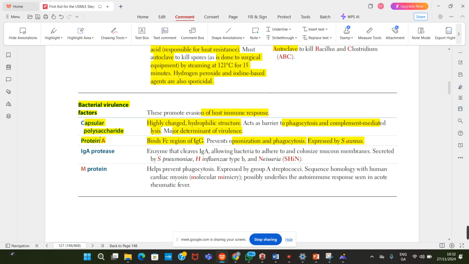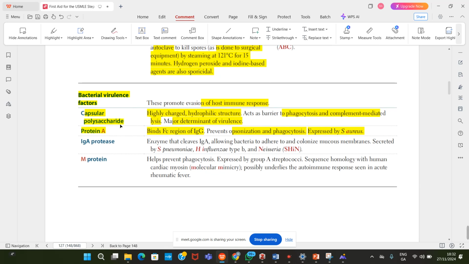And we remember the acronym for the capsular polysaccharide organisms, organisms that have a polysaccharide capsule. What is the acronym? They are encapsulated. Anybody remembers? The SHINE SPECS. That's the acronym for the encapsulated organisms.